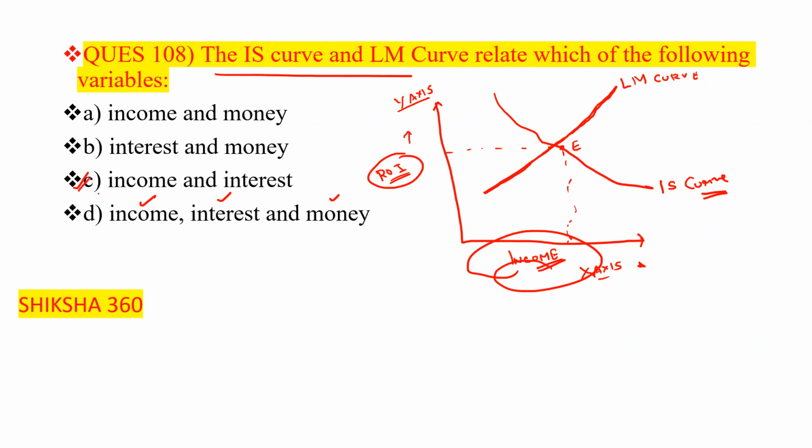So option number C is the correct answer, that is the income and the rate of interest. Okay, they are asking very easy questions. It depends how well you have gone through that topic. That's why I am discussing different types of questions with you.